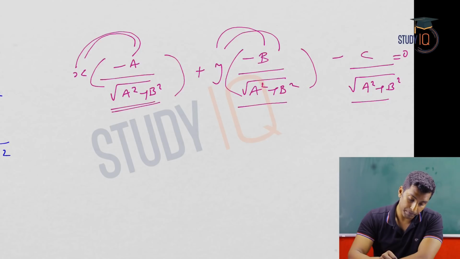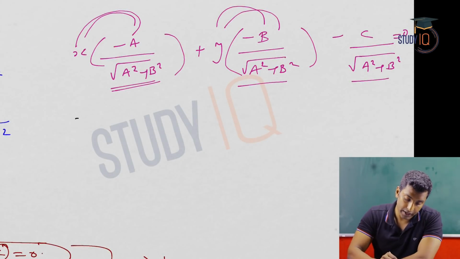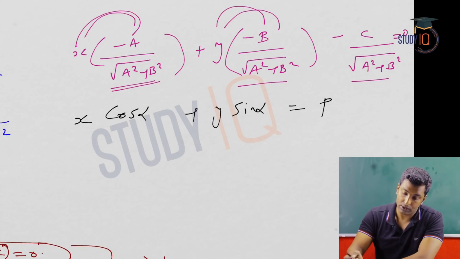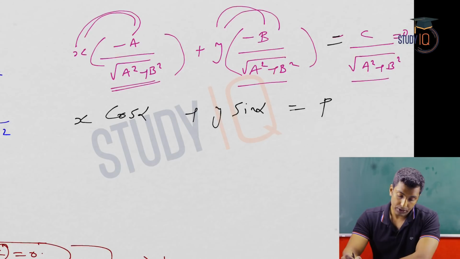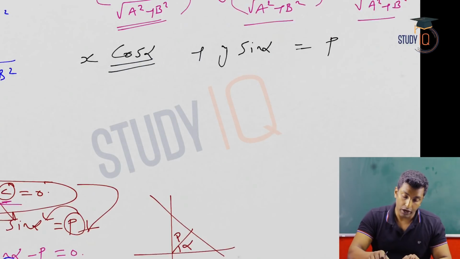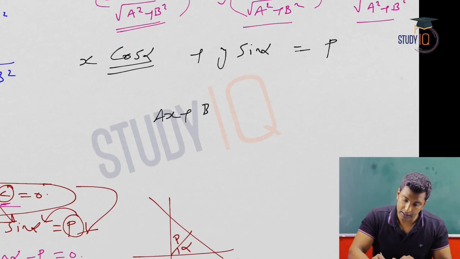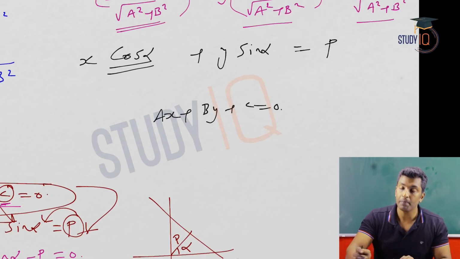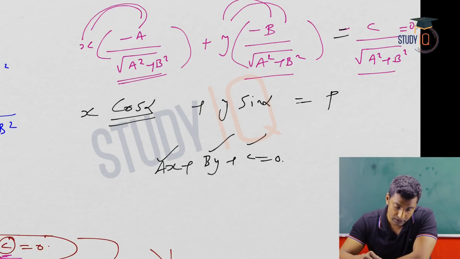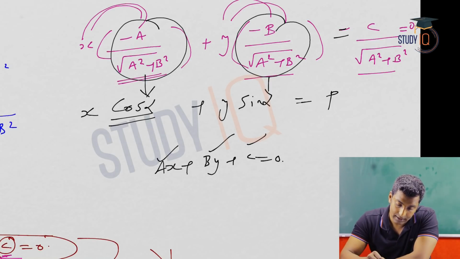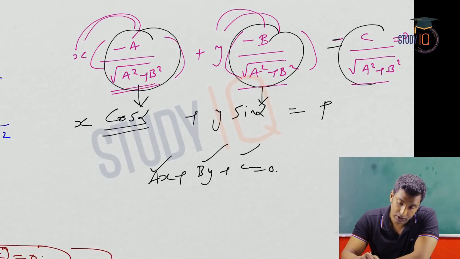Now what we needed is to convert into this form, x cos alpha plus y sin alpha equal to p. So let me put this as equal to. How to get cos alpha? We are converting from the general equation ax plus by plus c equal to 0. From this we know a, we know b, we know c. So we can get this cos alpha, this sin alpha. From this also you can get that. I hope you understood.